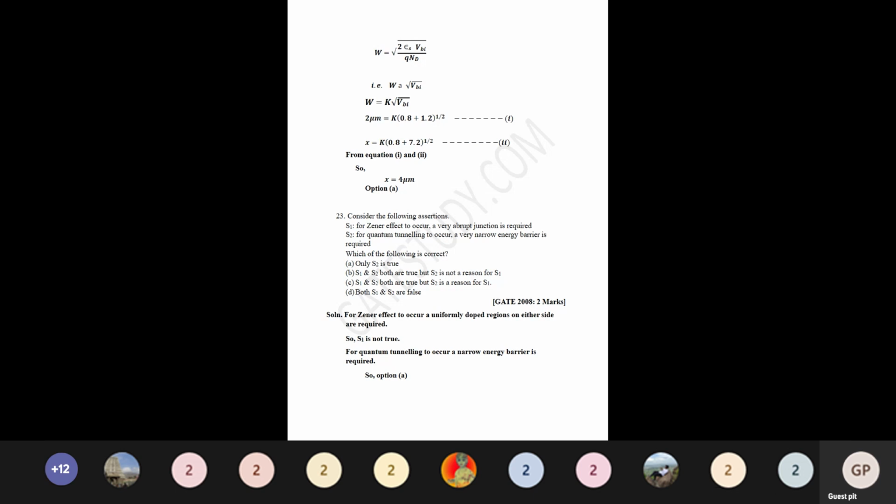For Zener effect to occur, uniformly doped regions on either side are required. So S1 is not true. For quantum tunneling to occur, a narrow energy barrier is required. So option A, only S2 is true.